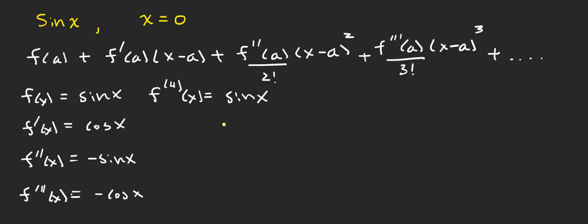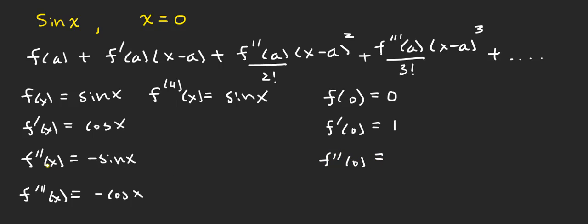And notice it's going to repeat. Let's just stop at the fourth derivative. So what is f of 0? Well, f of 0 is sine of 0, which is 0. What about f prime of 0? That's going to be cosine of 0, which is 1. What about f double prime of 0? That's going to be negative sine of 0, which is 0. And then f triple prime of 0 is negative 1. And then the fourth derivative of 0 is 0.